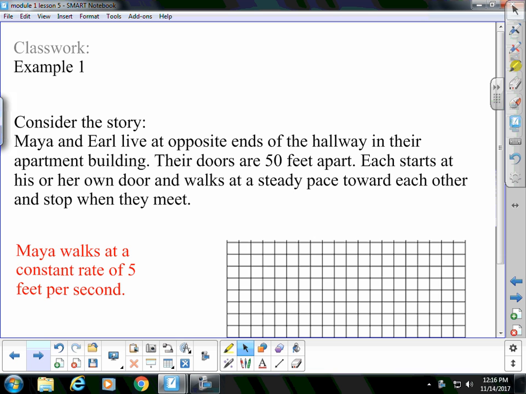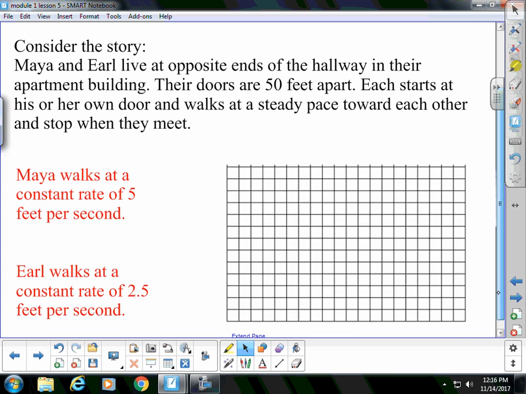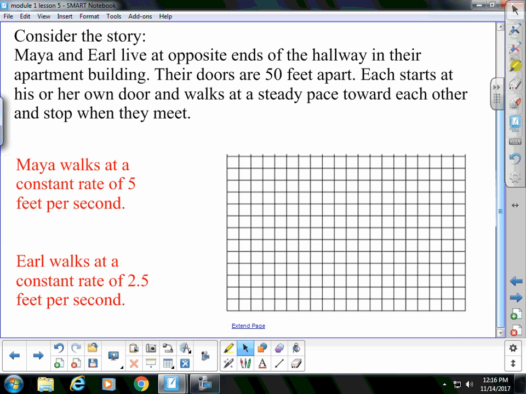Okay, this first example is going to give us an idea of what we're going to be doing, but we're not actually solving for anything. So let's look at the story about Maya and Earl. Maya and Earl live on opposite ends of the hallway in their apartment building. Their doors are 50 feet apart. Each starts at his or her own door and walks at a steady pace toward each other, and then they stop and they meet.